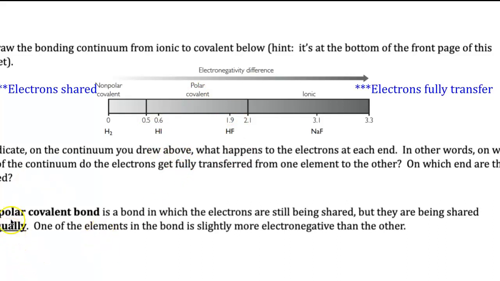For the second number 4, you see it says a polar covalent bond is a bond in which the electrons are still being shared, but they're being shared unequally. In the cartoon that you read earlier, Bare Essentials, you should have seen this unequal sharing of ice cream. One of the elements in the bond is slightly more electronegative than the other. We'll see some examples of that in a minute.